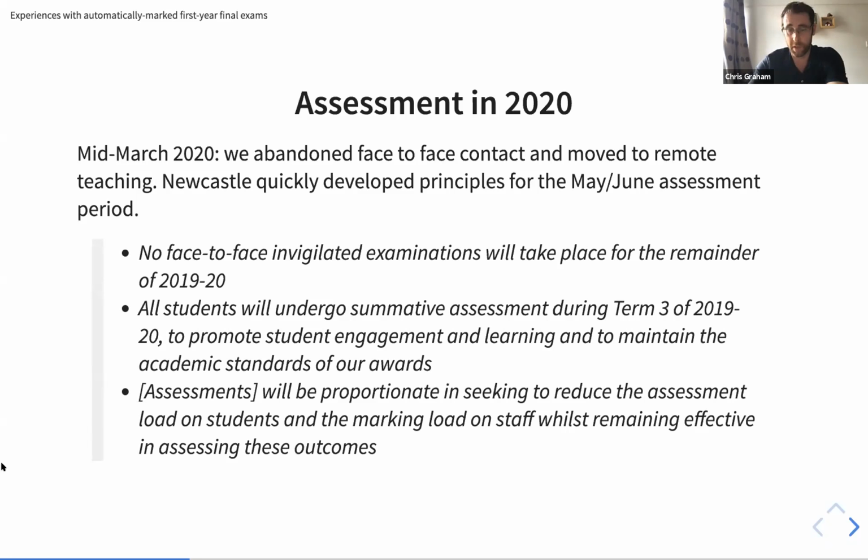So no face-to-face invigilated exams was a no-brainer. The decision was made that all students should undergo some summative assessments to promote engagement. That was one of the main motivating factors. This third point was key, so that the assessments would be proportionate, thinking about both the marking load on staff and the burden on students.